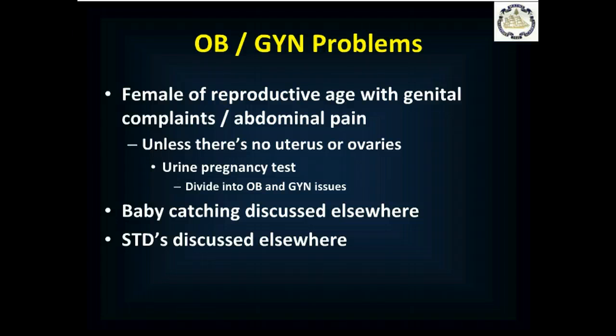early pregnancy obstetric problems. So any female of reproductive age with genital complaints or abdominal pain, unless they've had a hysterectomy, they have no uterus, or an oophorectomy, they've had their ovaries removed, you have to assume they're pregnant. Someone who tells you that they've had their tubes tied, that doesn't matter. They can still get pregnant. So you need to do a urine pregnancy test, and that divides your issues into OB problems or gynecologic problems.